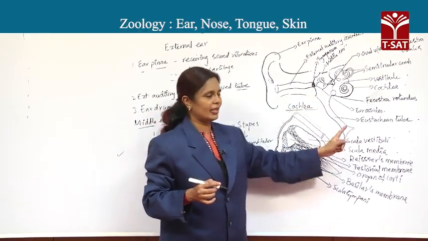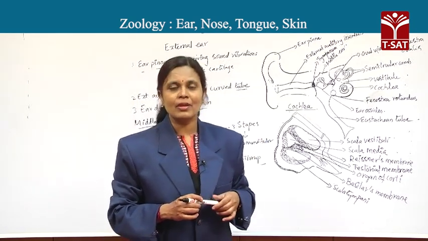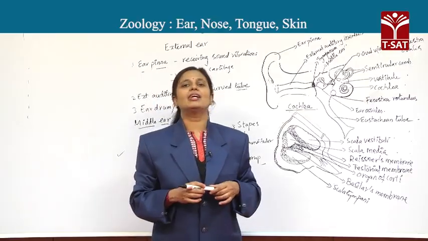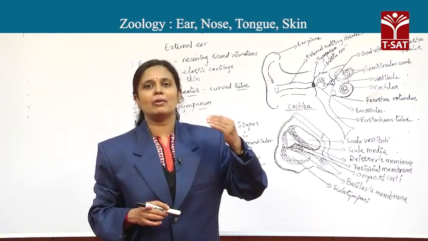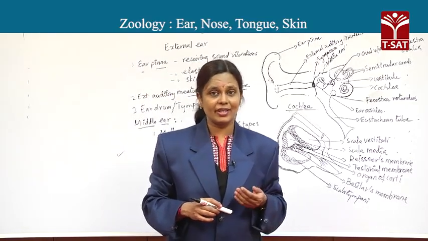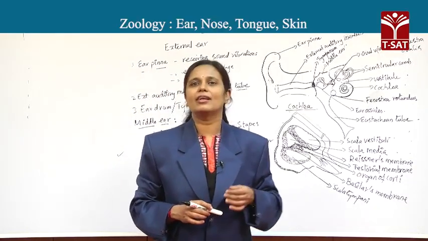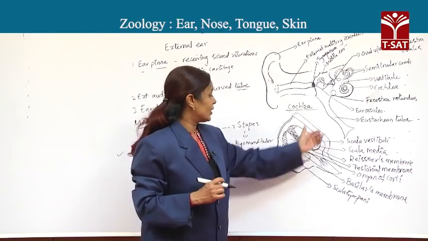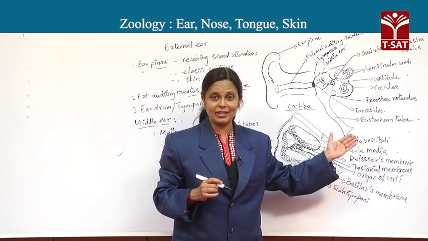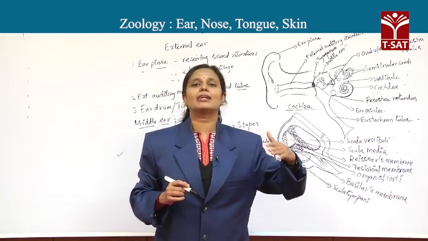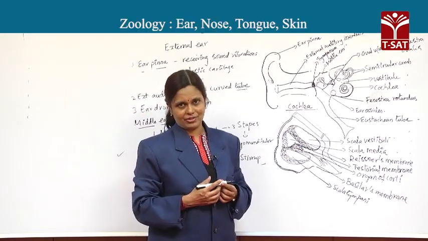Now, the middle ear cavity is connected to the pharynx, or it opens into the pharynx. Which part of the pharynx? You studied that the pharyngeal cavity has 3 parts. They are the nasopharynx, located above the soft palate. Next, the oropharynx, located just below the nasopharynx, that is below the soft palate, and the laryngopharynx. Now, this middle ear cavity opens into the nasopharynx, the part of the pharyngeal cavity located above the soft palate. Okay. Then, what is the significance of this?